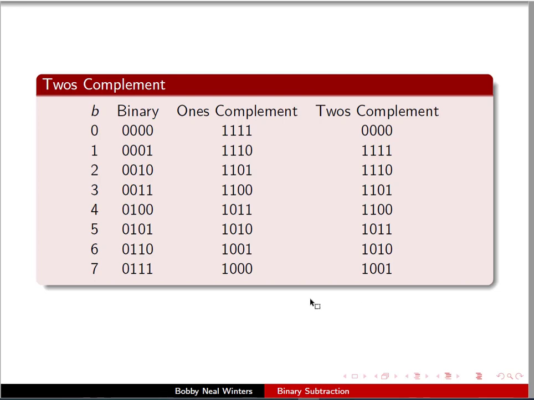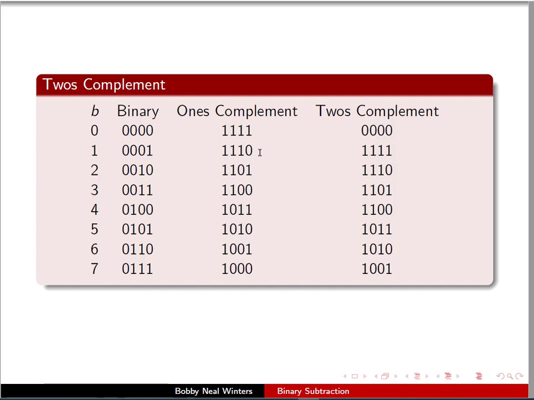Okay, so what we have here is a table of binary numbers. The first column lists out the numbers from 0 to 7 in decimal form. In the second column, I've put them into binary representation. In the third column, we have the ones complement, which is easy to take. Thinking about it, you just flip each individual bit. That's an easy machine operation.